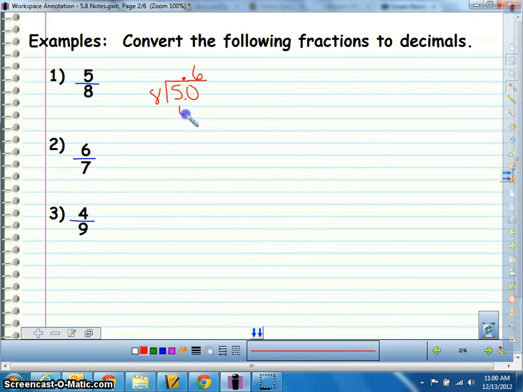6 times 8 is 48. And my pen froze for a second there. There we go. 50 minus 48 is 2.